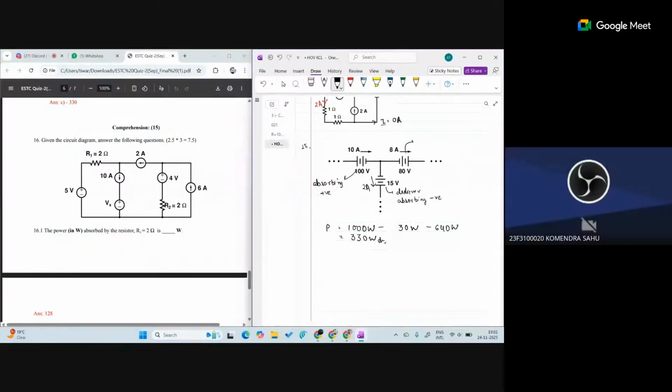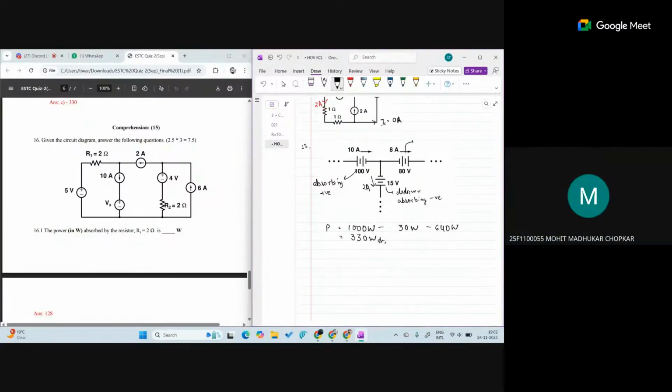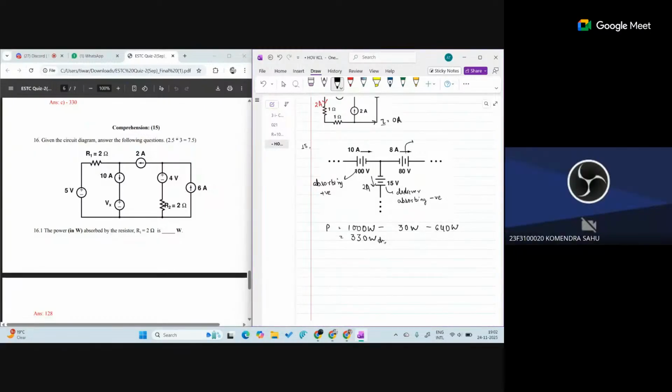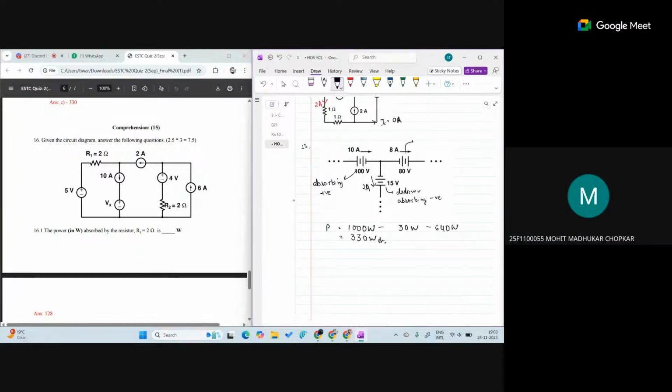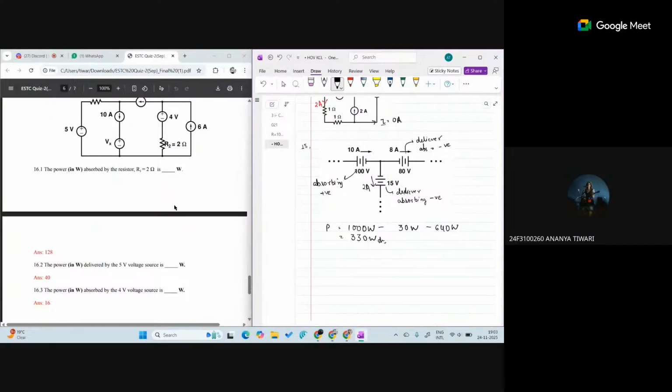I think he's asking about the calculation. In calculation, that 1000 watt is positive, and the overall will be positive. So this calculation will turn out to be higher, so if you subtract them, it would be positive. Yes, positive. So here also absorbing power would be negative. Hope it is clear. Yes, ma'am.